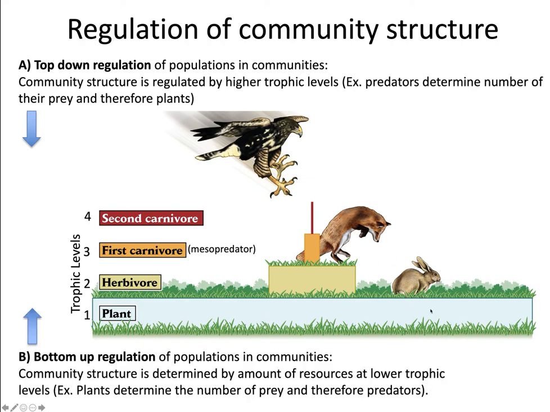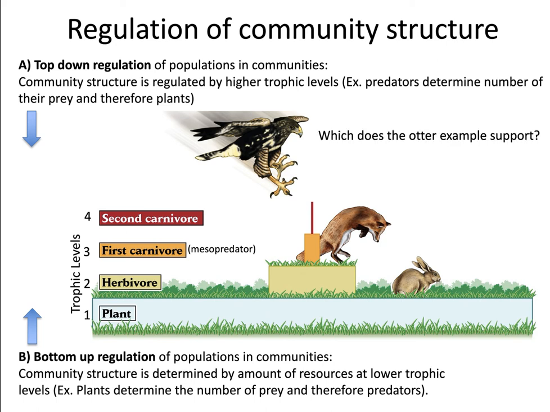This is in contrast to bottom-up regulation, where community structure and the number of hawks and predators and herbivores are determined by the things at the bottom, the amount of plants that are present in this community. So it's basically community structure being determined by the amount of resources at these lower trophic levels. Just to be clear, these are not mutually exclusive. You can have populations that have a little bit of top-down regulation and bottom-up regulation simultaneously. They don't have to be just one or the other.